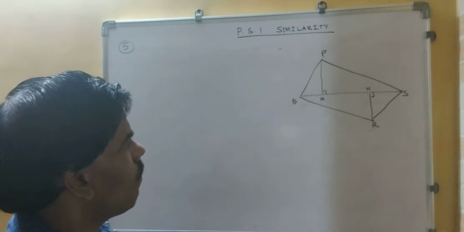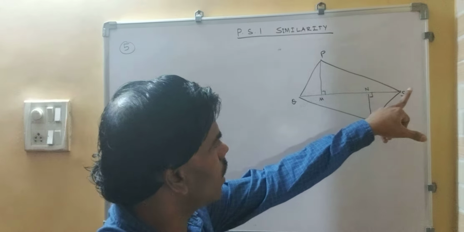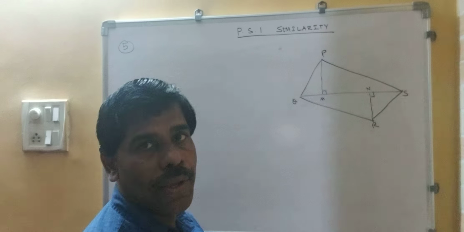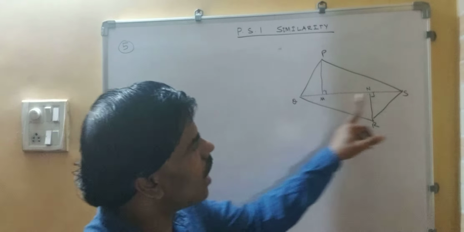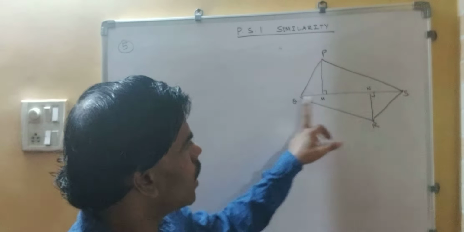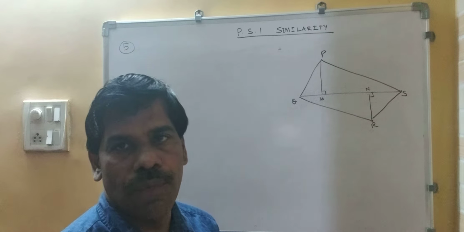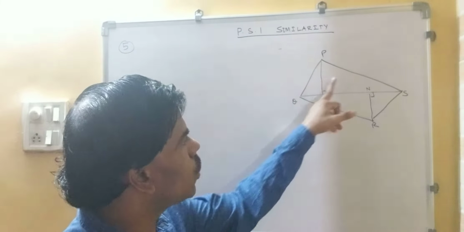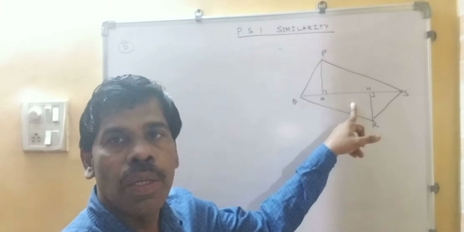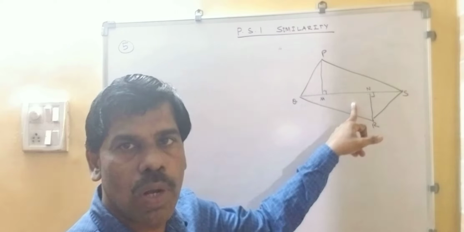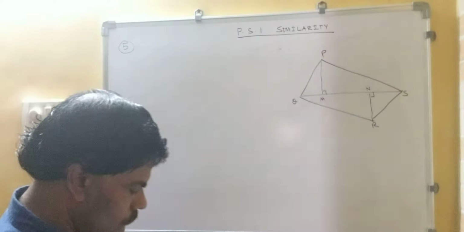Now look at this. Here we have got two triangles PQS and SRQ. Both are having the same base. What is the base? QS. They are having different heights. Therefore, the area of these two triangles will be proportional to their corresponding heights. That we are going to use.